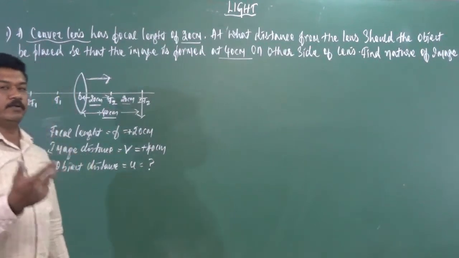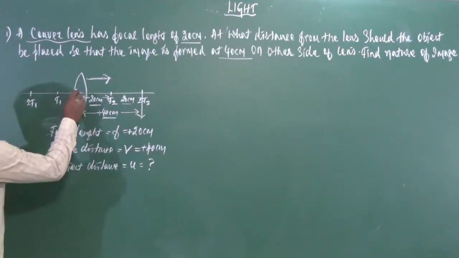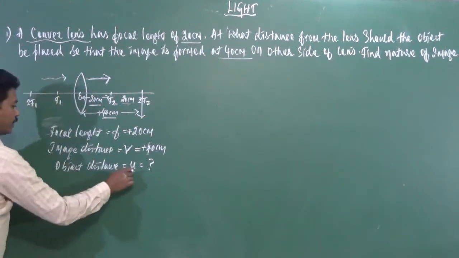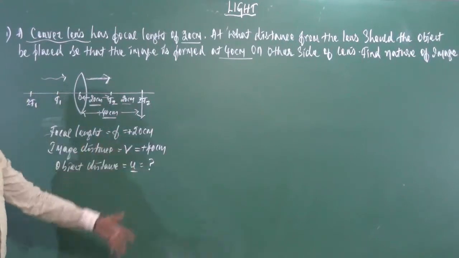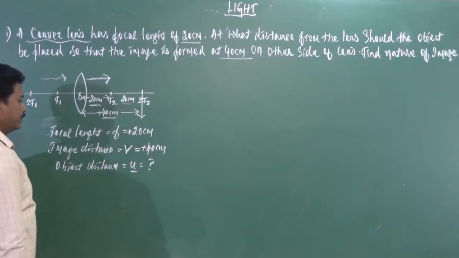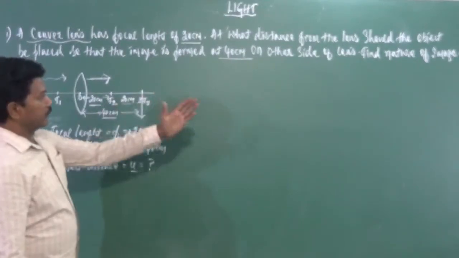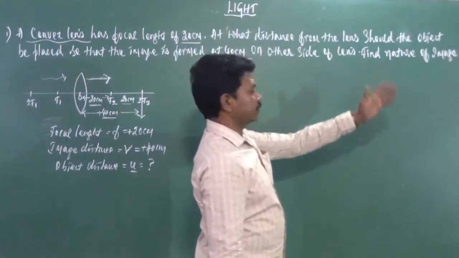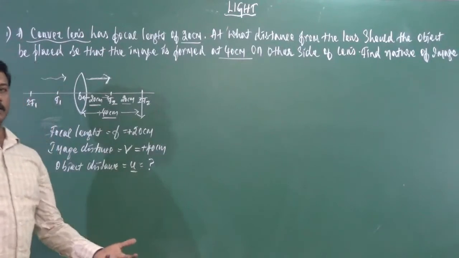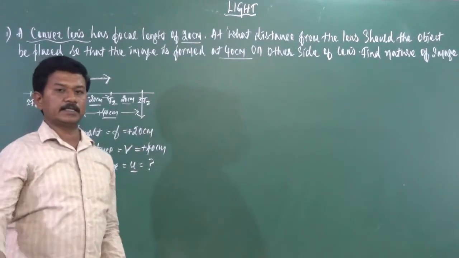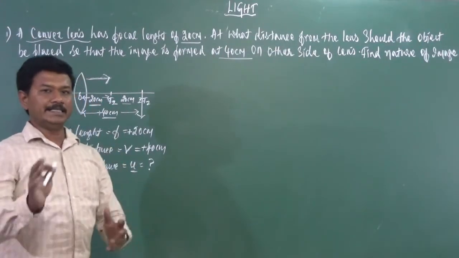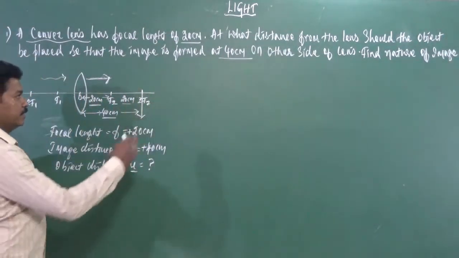Why do we get minus 40 centimeters? Because we are measuring something against the direction of the incident light rays. So the u value we are going to get will be negative, minus 40 centimeters. Right. So let us get the value here. Along with this, you have to find the nature of the image. Nature of the image means whether the image is real and inverted, or virtual and erect, or bigger than the size of the object or smaller than the size of the object.